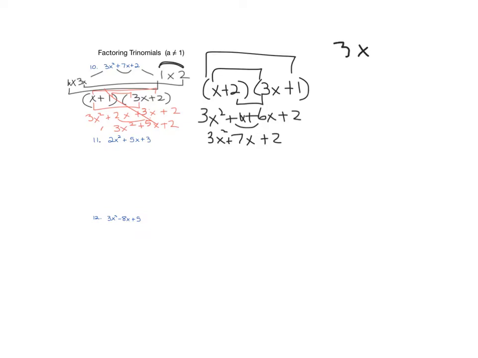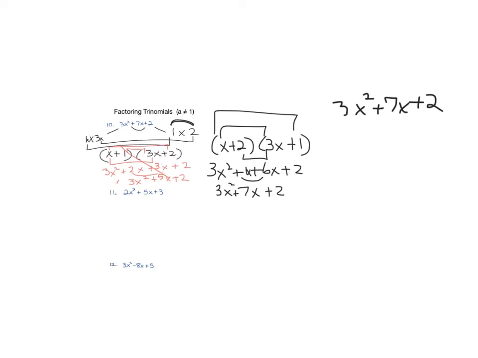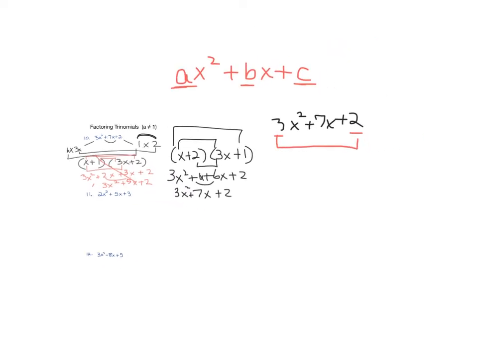So here's the original problem, 3x squared plus 7x plus 2. Now, in some books they teach you multiply. Remember, standard form for a quadratic is ax squared plus bx plus c, where a, b, and c are just going to be a number. It's going to be a constant. So in this case, my a value is 3 and my c value is 2. So to use my technique, I'm going to multiply the beginning and the end, and I'm going to get 6.